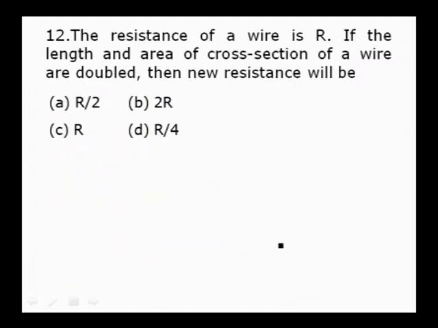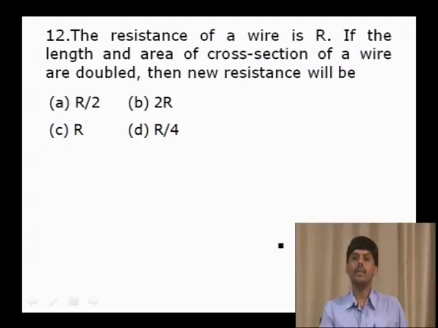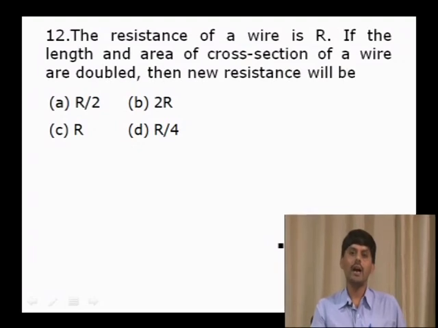Question number 12. The resistance of the wire is R. If the length and area of cross section of the wire are doubled, then the new resistance will be: A, R by 2; B, 2R; C, R; D, R by 2.